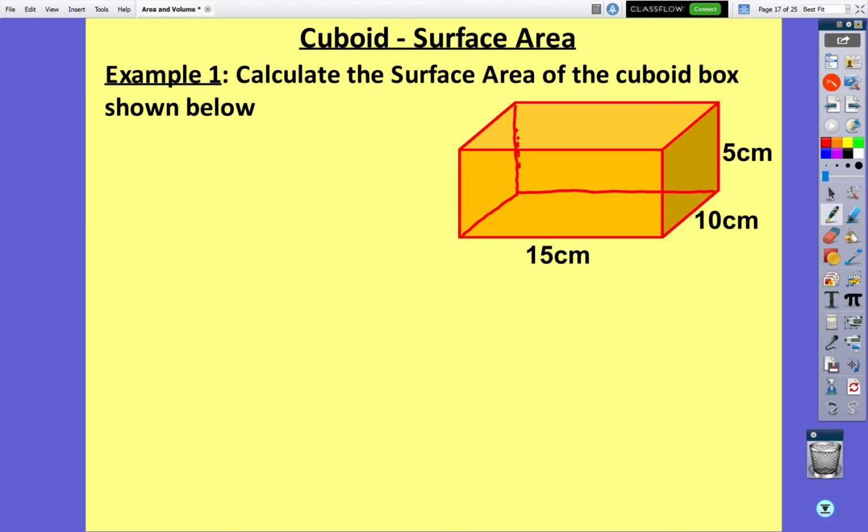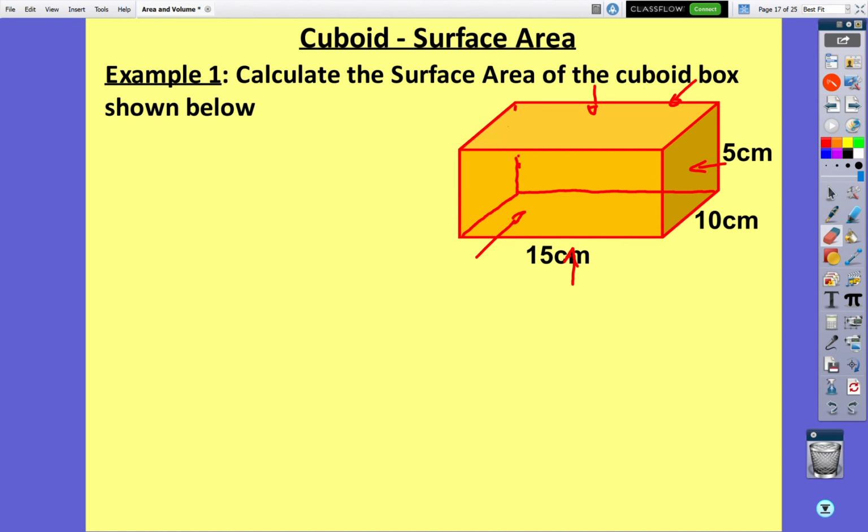The front and the back are the same, and at either end they're the same. So this end and that end are the same. Top and bottom, they're both the same, and the front and the back are all the same. Okay. All we're going to do is use our area questions from before and calculate the surface area.